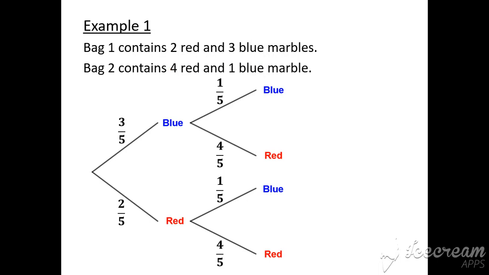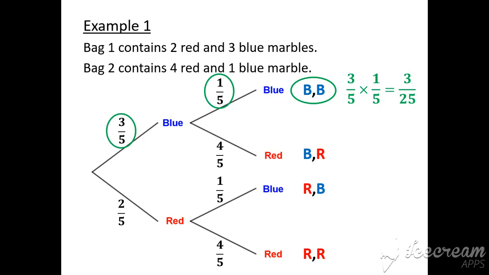Right, here are my 4 outcomes. To get a blue marble from bag one and a blue marble from bag two, I'm going to multiply the probabilities, multiply them along the branches. So I'm going to go 3/5 times 1/5. Now, how do we multiply fractions? We go top times top, bottom times bottom. So 3 times 1 is 3, 5 times 5 is 25. So there's 3 chances out of 25 that I get a blue marble from bag one and a blue marble from bag two.